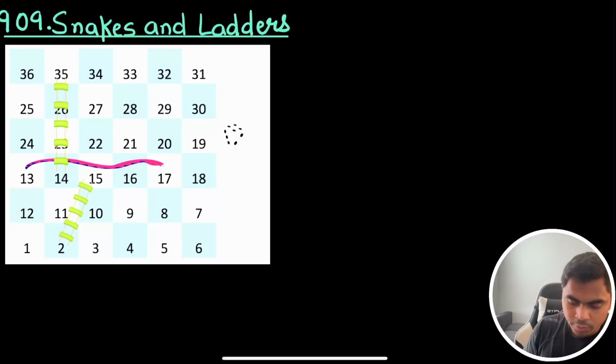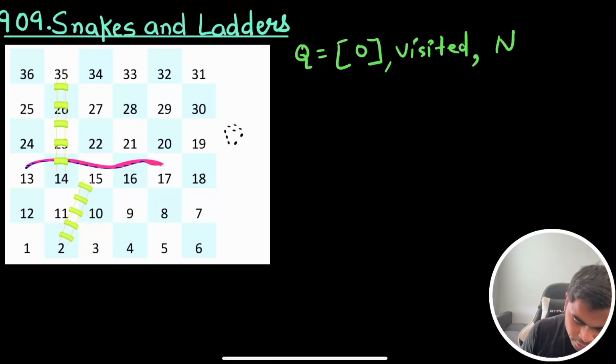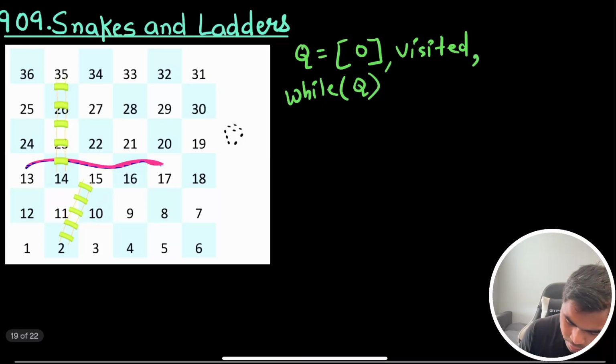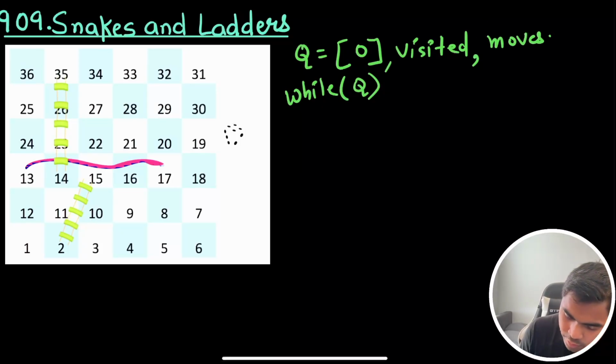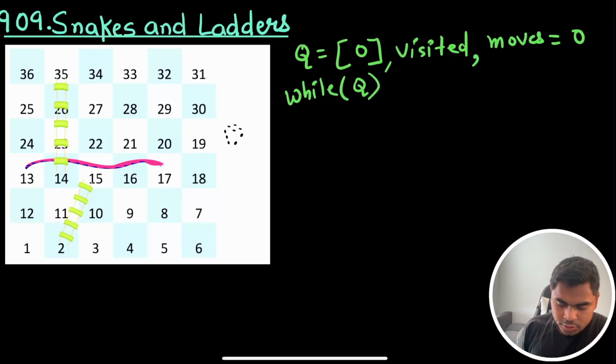So here we'll have our queue. Initially this queue will be holding 0 as the starting node. Then you'll have a visited set, and of course you have n. Now while queue, here at this position we also forgot to mention moves. So moves will be initially 0, the number of moves it has taken us to reach index n cross n minus 1.